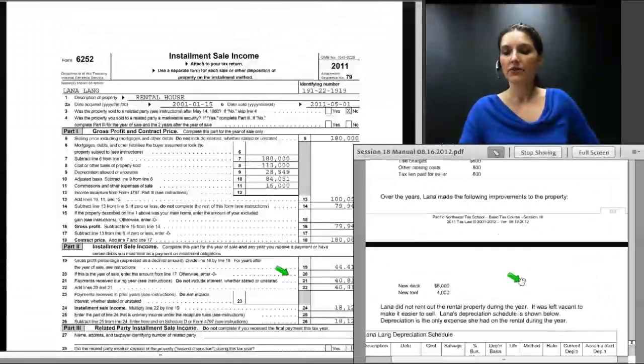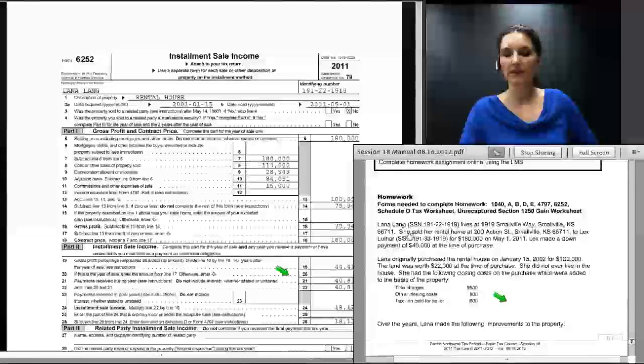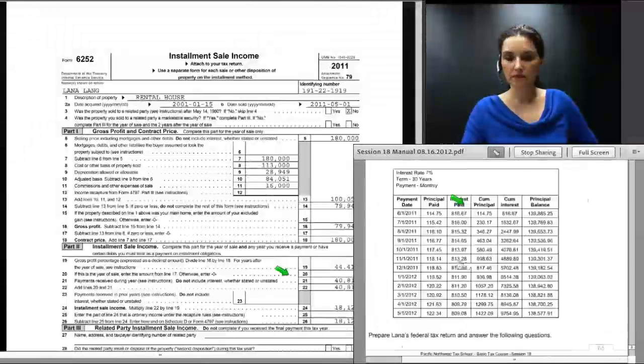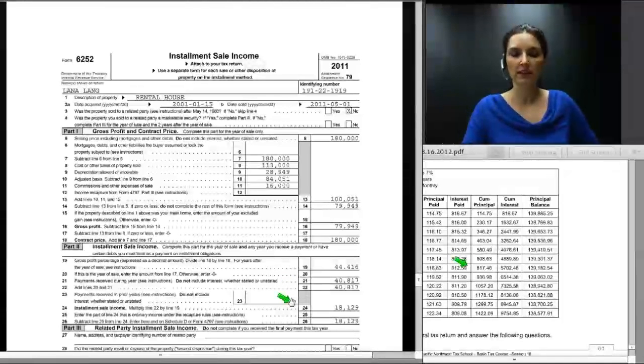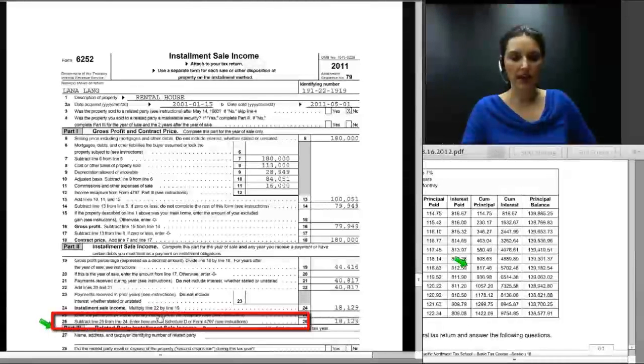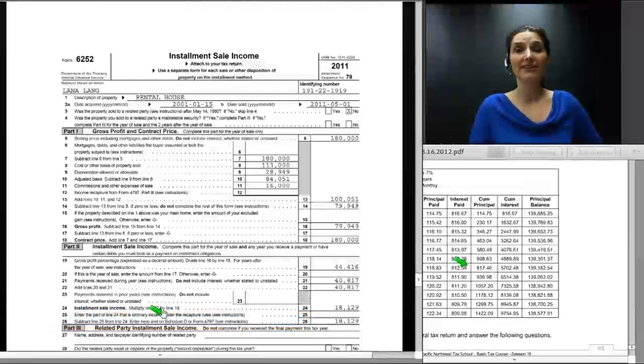And again, I told you that the payments received during the year are the down payment that Lex made of $40,000 plus $817 from the amortization schedule, and that leaves us with $40,817 of total payments for the year. We multiply total payments by the gross profit ratio, and that leaves us $18,129 of installment sale income. If you read line 26 it says, enter here and on Schedule D or Form 4797, see the instructions. So where exactly do you put it? Well, it actually goes on Schedule D and it goes on 4797, but it's going to go on the 4797 first.